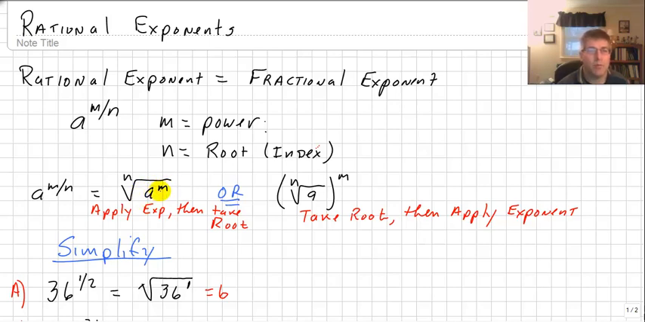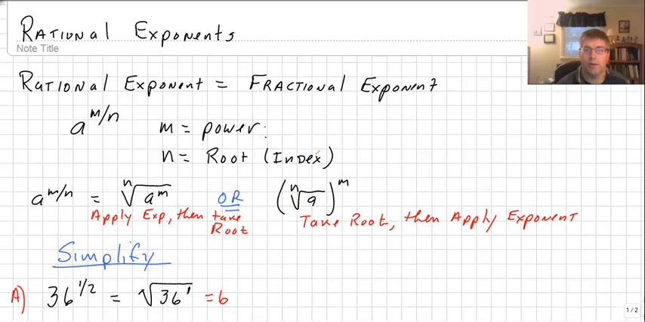You can apply the exponent first, then take the root, or you can take the root and then apply the exponent. A lot of this will depend on how difficult the numbers are and how challenging they are. Sometimes it's easier to apply the exponent and then take the root, and sometimes it's easier to take the root and then apply the exponent.